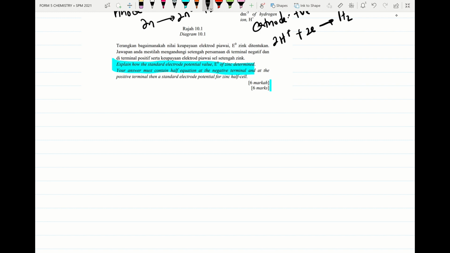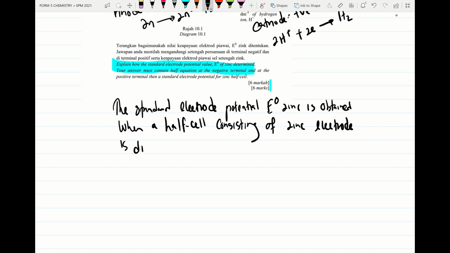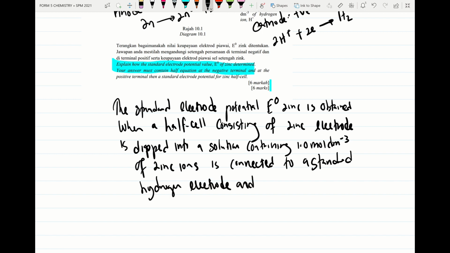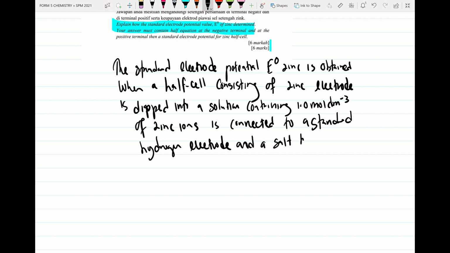So how to answer this question? The standard electrode potential, E naught of zinc, is obtained when a half cell consisting of a zinc electrode is dipped, or immersed, into a solution containing 1.0 mol dm^-3 of zinc ions, connected to a standard hydrogen electrode, and please remember to put a salt bridge. Salt bridge is very important, as it allows the movement of ions in order to complete the circuit. So this is the answer that students should write.